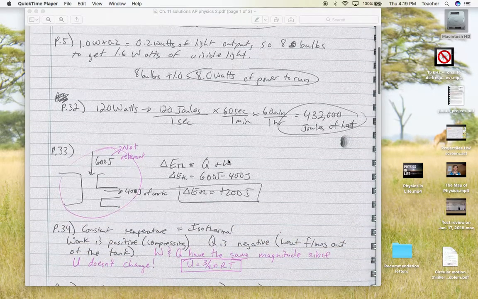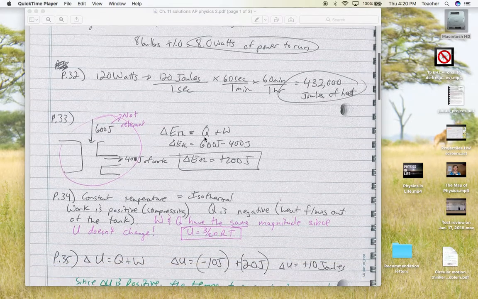For P32, we've got 120 watts, which is 120 joules per second. So if we run those for an hour, it was asking about how much heat was produced if a fan is on for that amount of time. Because eventually all the energy goes into heat. It's not like the air keeps moving within a room because of friction with the air molecules. So that's 432,000 joules of heat.